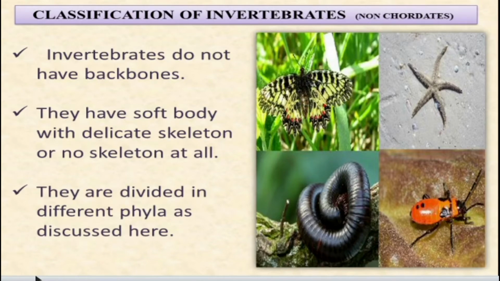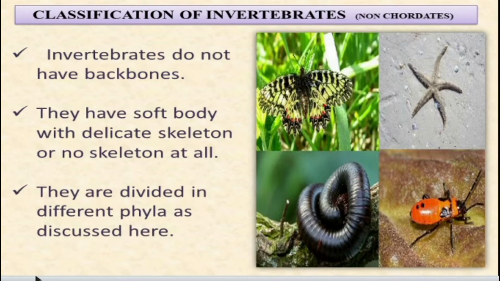Classification of invertebrates or non-chordates. First, we will discuss invertebrates or non-chordates. Invertebrates do not have a backbone. How does its body look? Very soft. They have a soft body or no skeleton at all. Skeleton means bone; it may be present or there may be no skeleton at all. That's the manner in invertebrates.